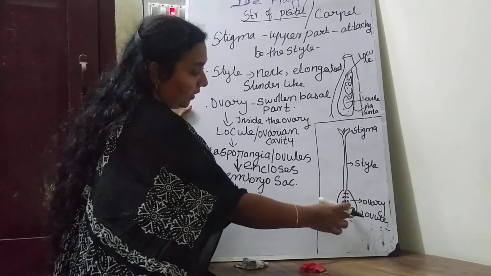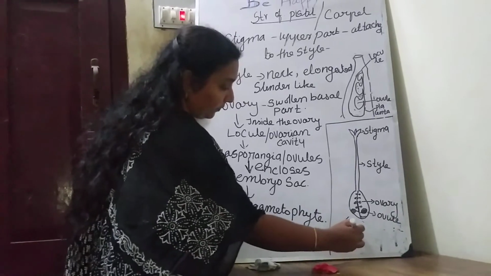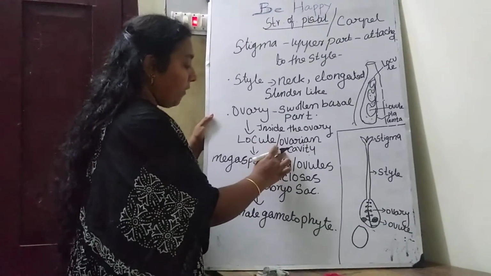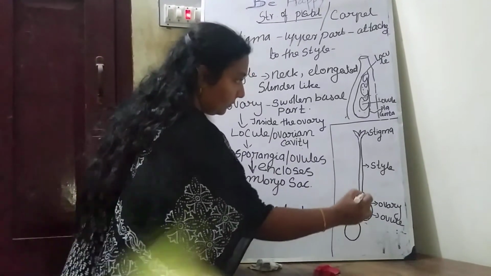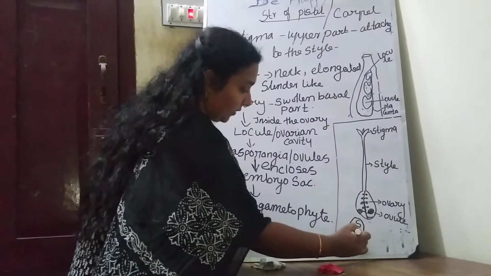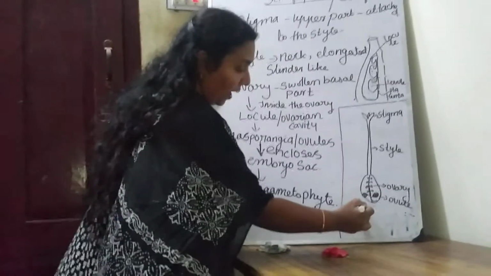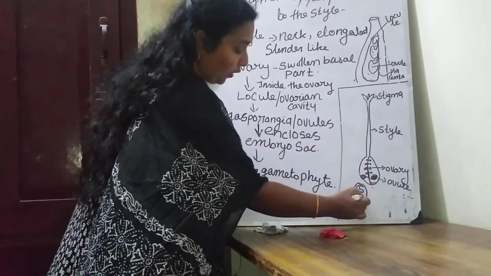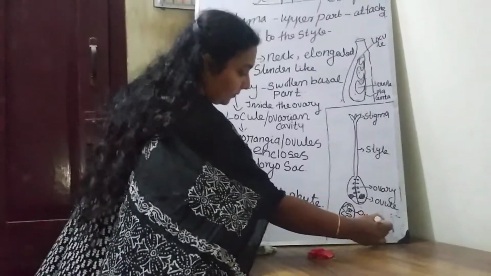Then inside the ovary, we can imagine this is the ovary. Inside the ovary, a locule or ovarian cavity is present, like this. Small ovarian cavities are present. These ovarian cavities consist of ovules or megasporangia.